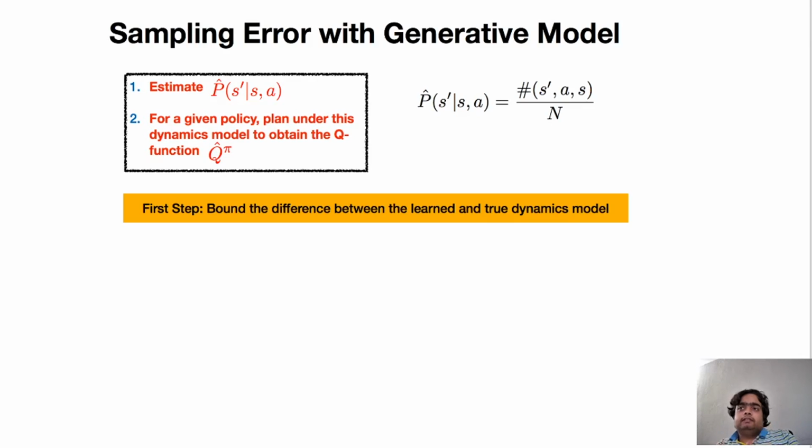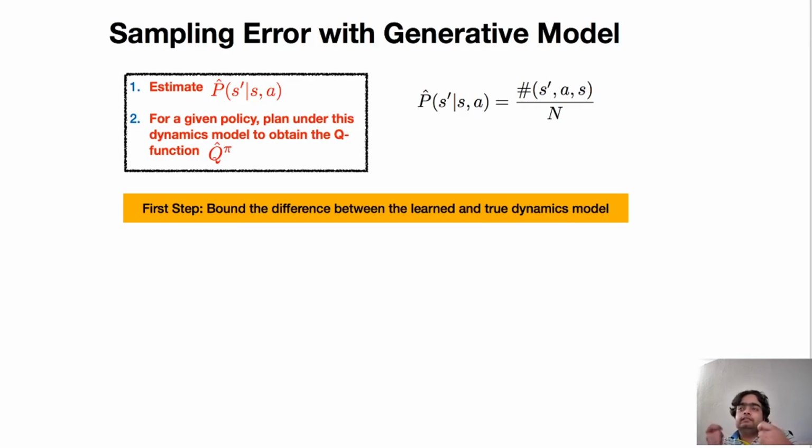So the first step here is to imagine this scenario: let's say you know the exact dynamics model. So we know exactly what the MDP's dynamics model is. Then, if we also know the reward function, which is an assumption here, planning under this exact dynamics model is going to give me the exact Q function, Q pi.